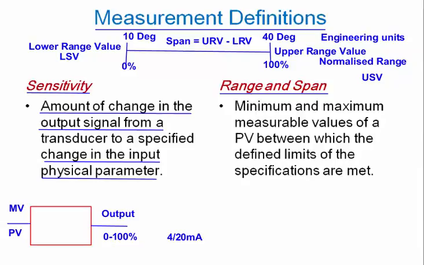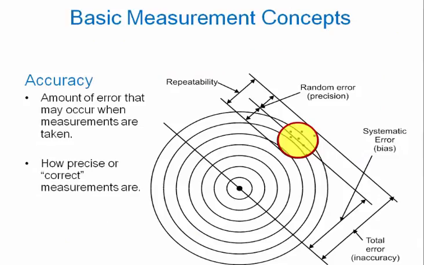Okay, so there's where we start. Let's have a look now, if everyone's happy with that, at the concept of accuracy, which is a very important aspect of any measurement. Accuracy is defined as the amount of error that may occur when measurements are made.